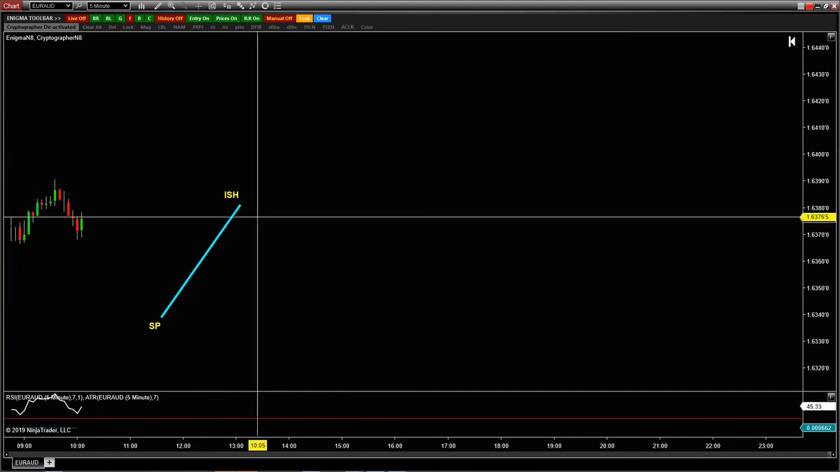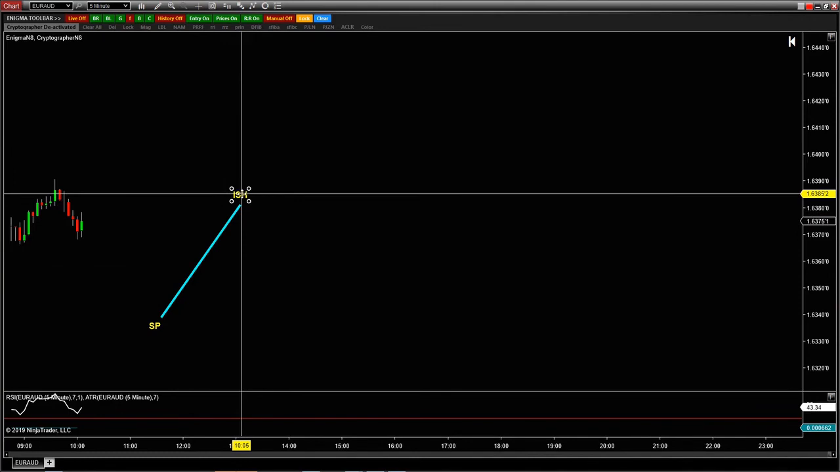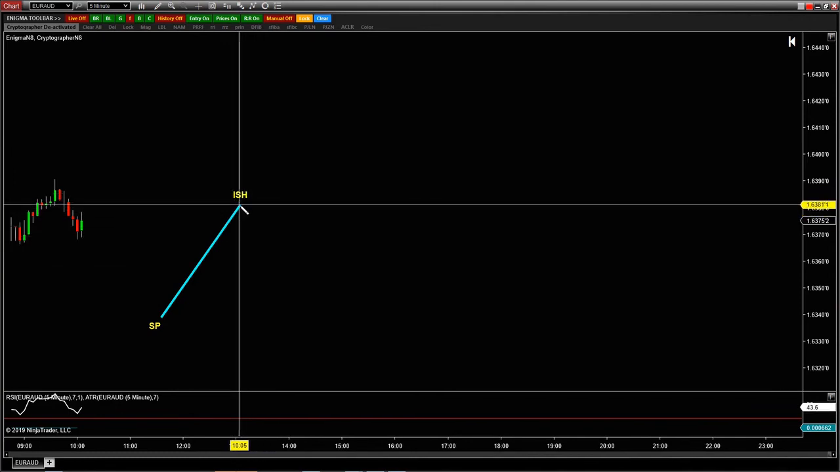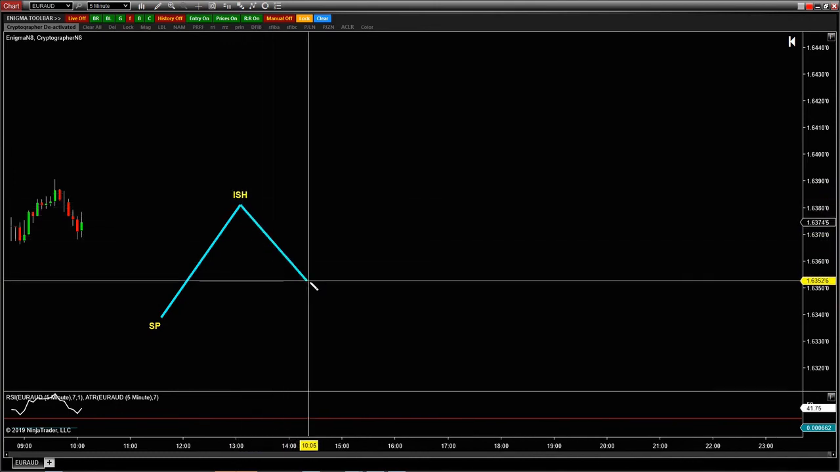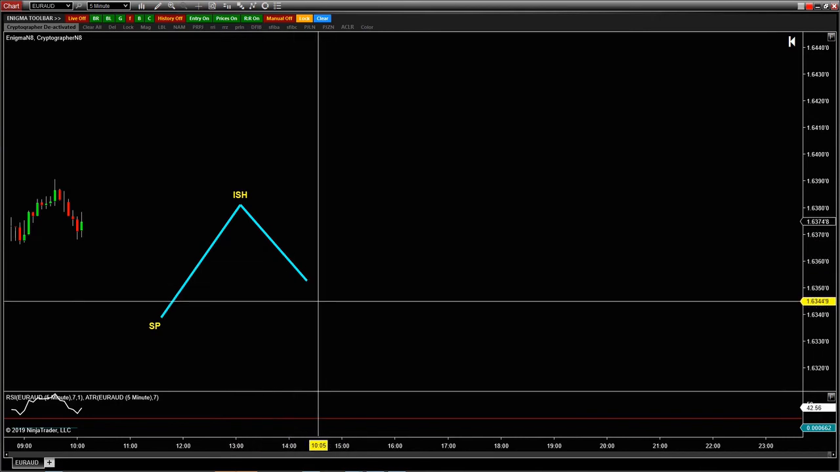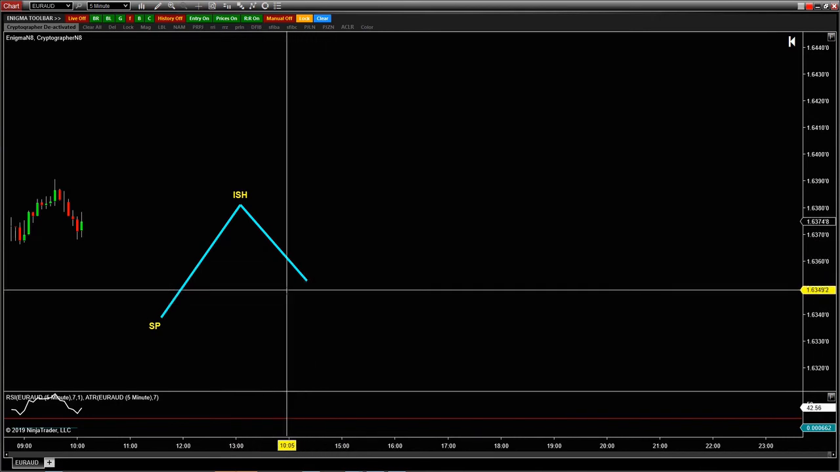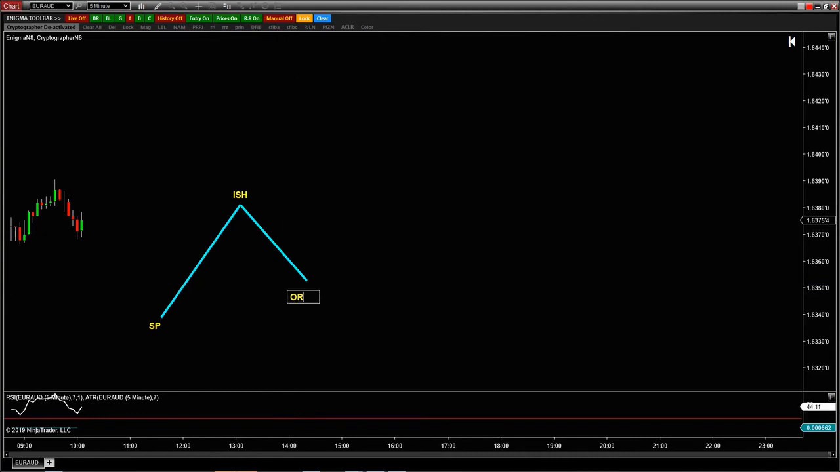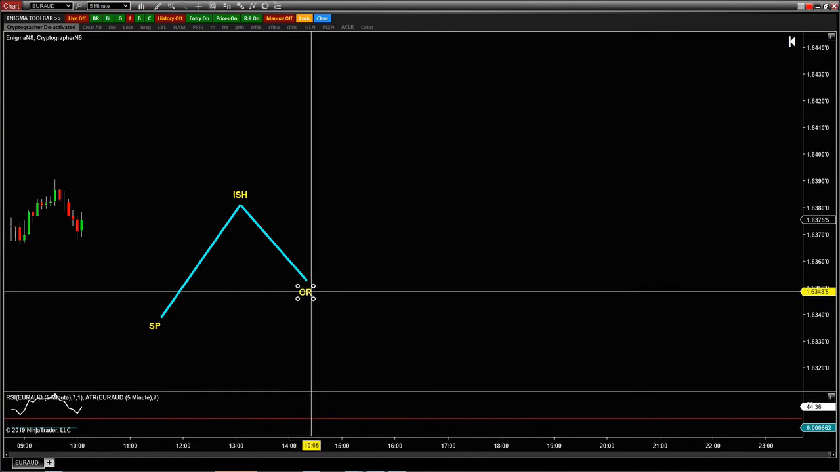We need the 3-point move, right? So starting point, initial structure high. We come back down. We do a little bit of this. Now, what is this called? This is going to be our retracement, our pullback, or our outside return. See what I did there? Or outside return? No, you don't get it.